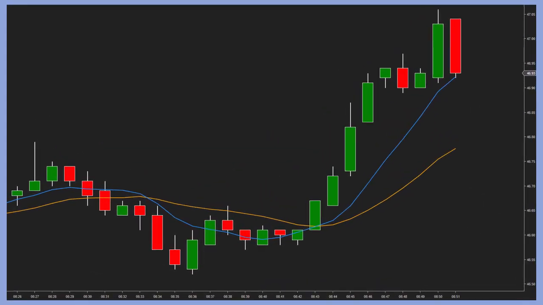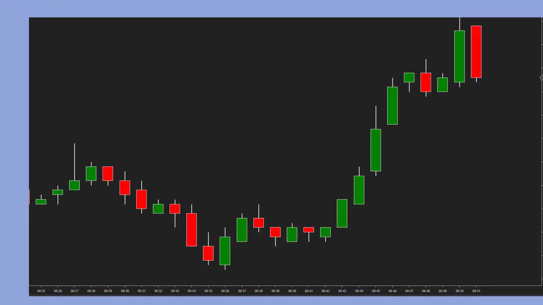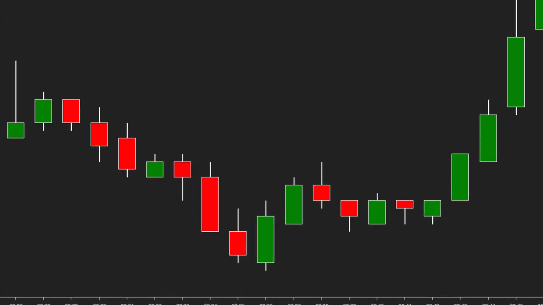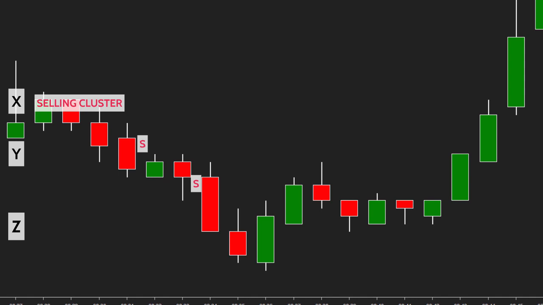So how does any of that relate to our chart? Well, for starters, let's get the moving averages off the screen. Now let's zoom in and see if we can make sense of what happened. So here are our prices, X, Y, and Z. We start off with a selling cluster at price X. The market trades down through price Y, and that's when you and all your friends jump into the market, excited about all the downside action. You create another selling cluster.